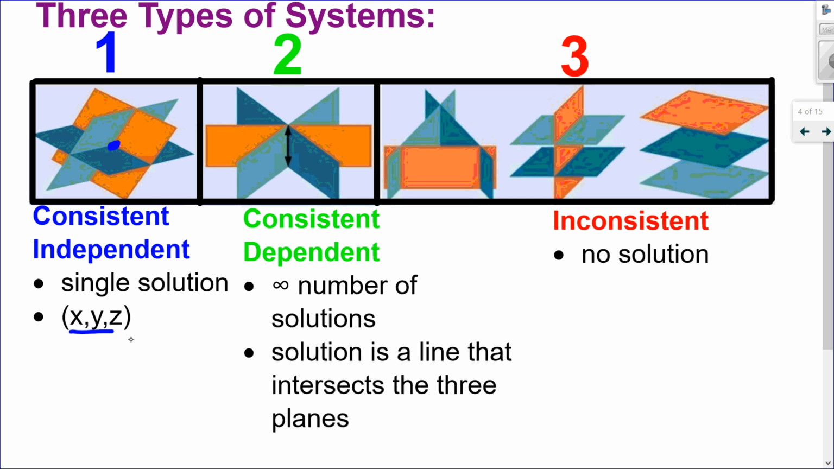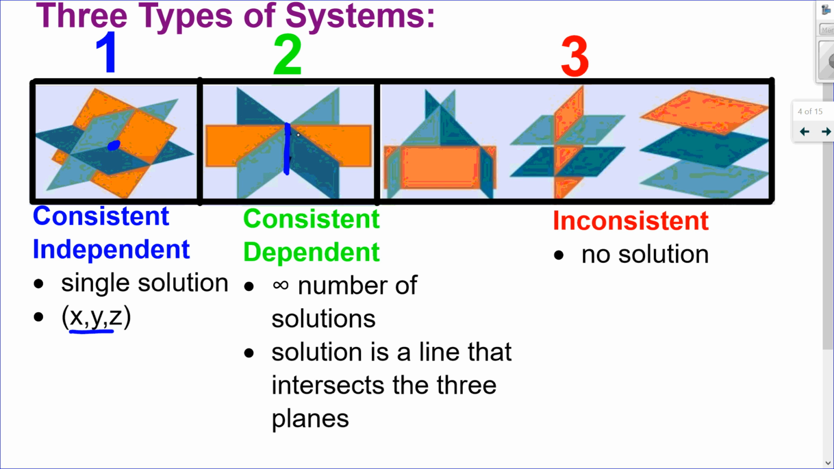The second type of system is a consistent but dependent solution. The reason it's dependent is because it's a line of intersection. So you can see that all these planes intersect in a line. So it's an infinite number of solutions because you have X and Y, which is a line, and lines have infinite points on them. So this has infinite solutions. It's dependent because it depends on the values of X and Y.